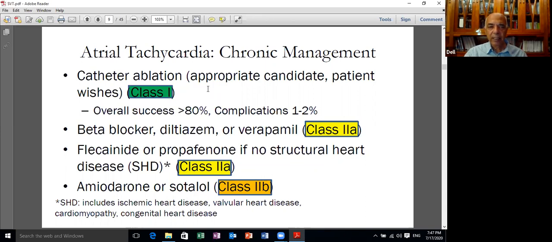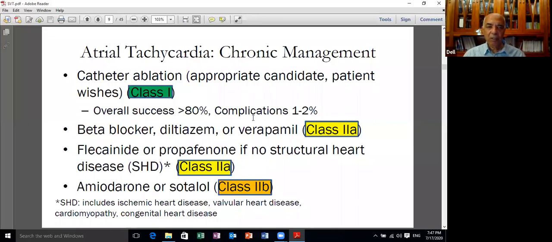Although the success rate is not as high as with AV nodal reentry tachycardia or AV reentry tachycardia, the success rate is still in the domain of 80%, and the complication rate is usually within 1 to 2%. The one important complication here is the need for using anticoagulant if you are working on the left side of the heart. So bleeding from vascular access and hemopericardium can occur.